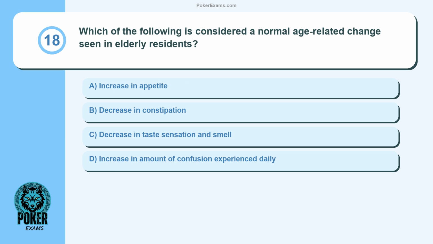Question 18. Which of the following is considered a normal age-related change seen in elderly residents? Increase in appetite. Decrease in constipation. Decrease in taste, sensation, and smell. Increase in amount of confusion experienced daily.